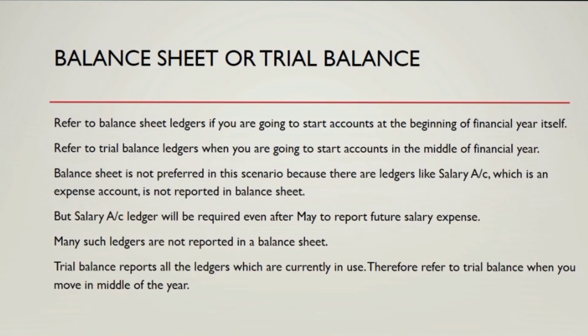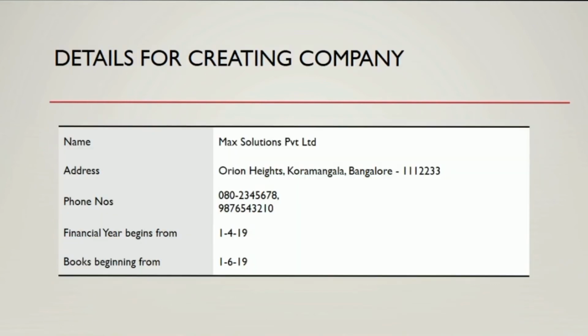Now, in Tally you need to create a company with the following information. Pay special attention to the field Books Beginning From. In this field you need to mention the date as 1st of June, 2019. Since we are moving to Tally in the mid-year, in the month of June, we need to mention the date. And you need to create the following ledgers.